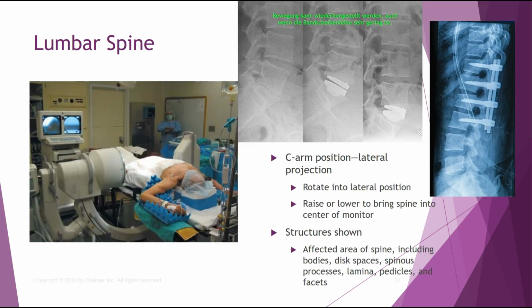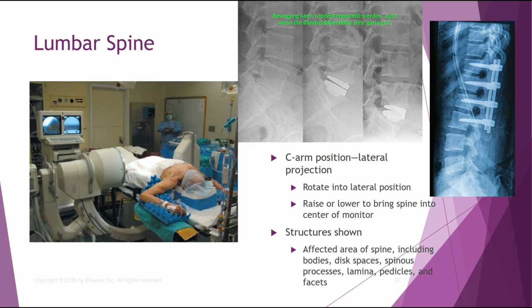Okay, lumbar spine lateral. So C-arm position, lateral projection: you're going to rotate into the lateral position. You're going to need to raise or lower your C-arm to get the spine in the center of the monitor. Now remember, this is part of being a great radiographer in the OR: you need to know how your equipment works. And C-arms can move up and down.